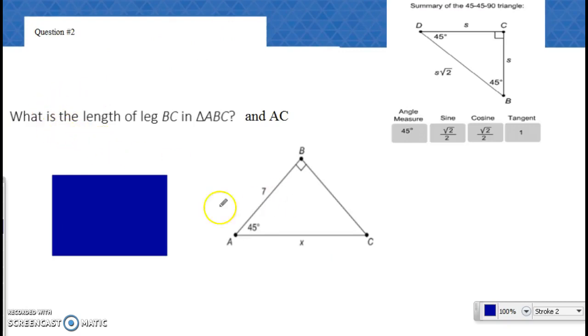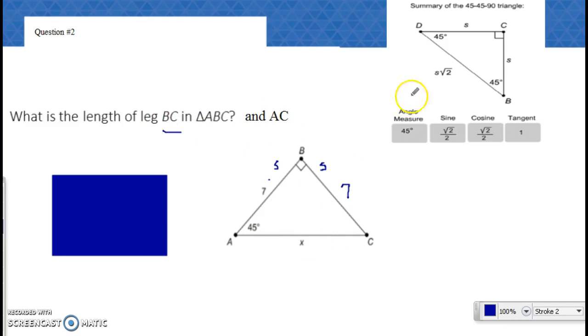All right, number 2, this particular one is a 45, 45, 90-degree triangle. And this one is asking you the length of BC. So BC is our other leg here. Our other leg, remember these two are the same. This is S and S. So if this is 7, BC is going to be 7.